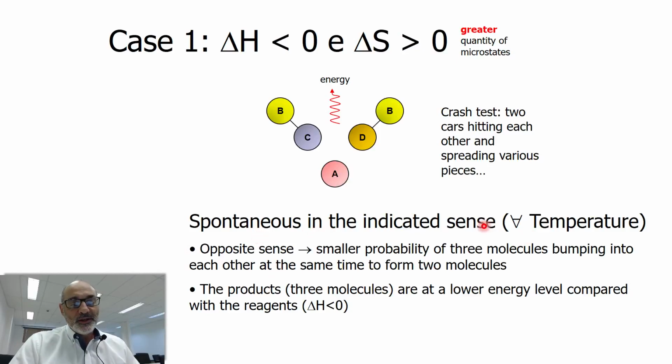If it's spontaneous in the indicated sense, in the opposite sense you have a smaller probability of three molecules bumping into each other at the same time to form two molecules. So the process should be non-spontaneous. It's like reversing the movie. You have parts of a car bumping into each other at the same time, and they assemble the car before the crash. I wouldn't say impossible, but almost impossible.